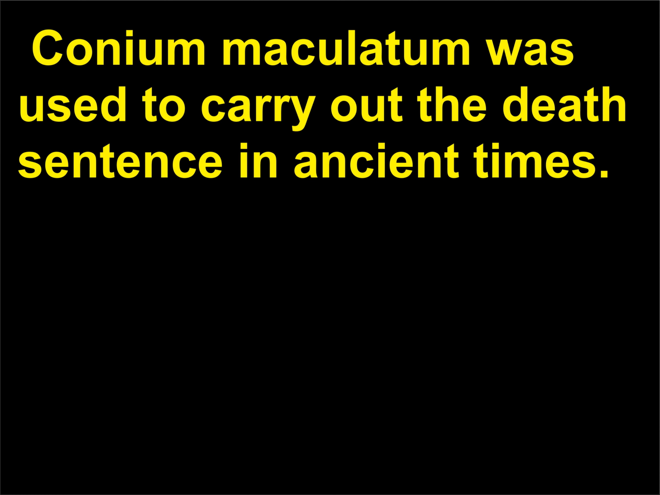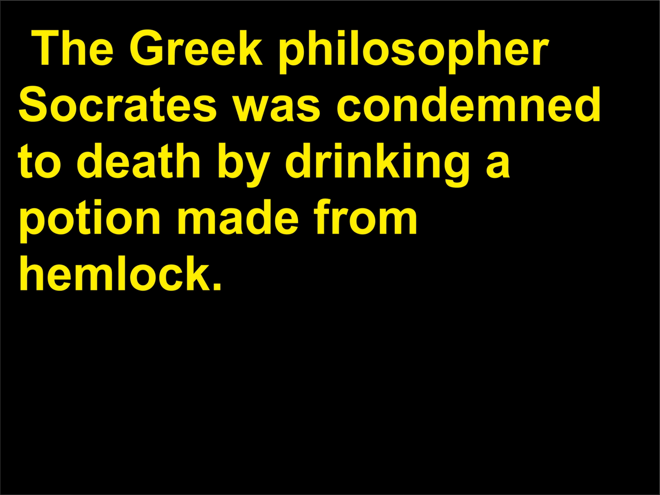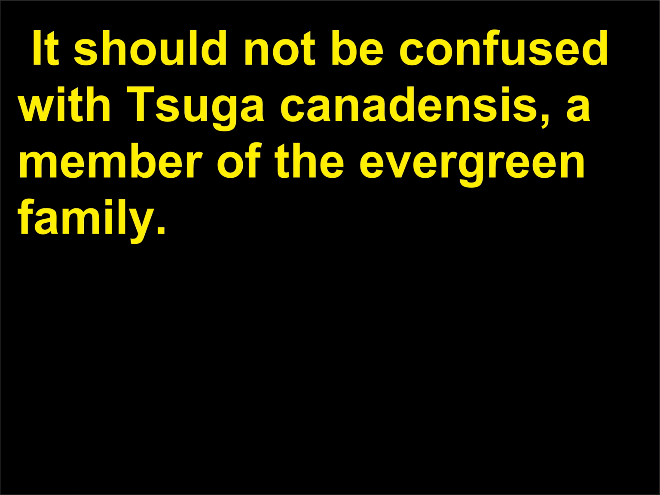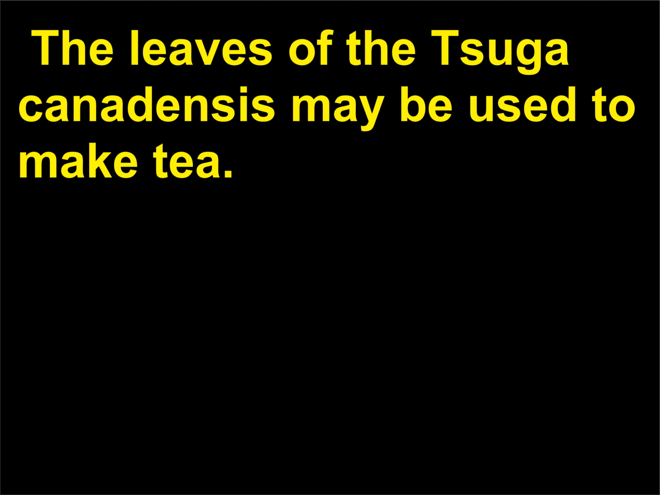Conium maculatum was used to carry out the death sentence in ancient times. The Greek philosopher Socrates was condemned to death by drinking a potion made from hemlock. It should not be confused with Tsuga canadensis, a member of the evergreen family. The leaves of the Tsuga canadensis may be used to make tea.